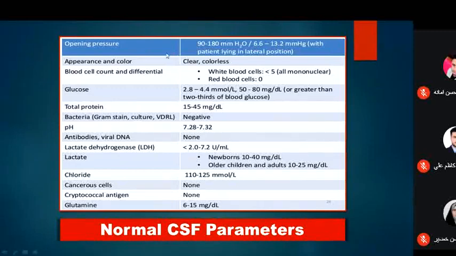Then the pressure, or what is called the opening pressure. If we take the opening pressure, it should be between 80 to 90. And this is in a patient lying in lateral position. If we need to assess the pressure, it should be in left lateral or lateral decubitus. While in sitting position, we will get a high pressure, which is not real because of the sitting position.